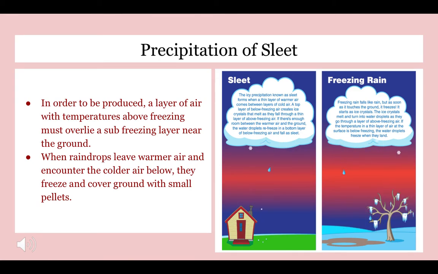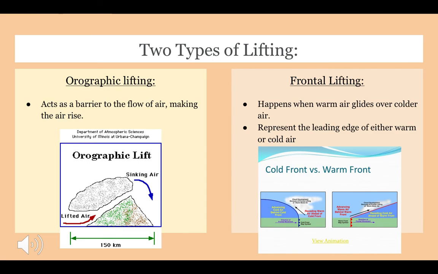So when it comes to airlifting, we have multiple types, but the two types I'm going to be going over are the orographic and the frontal lifting. Orographic acts as a barrier to the flow of air, making the air rise. Usually we see that with mountain ranges acting as that barrier to the flow of air. The frontal lifting happens when warm air glides over colder air, so it represents the leading edge of warm air to cold air. So it's going to be that cold front versus warm front frontal lifting.